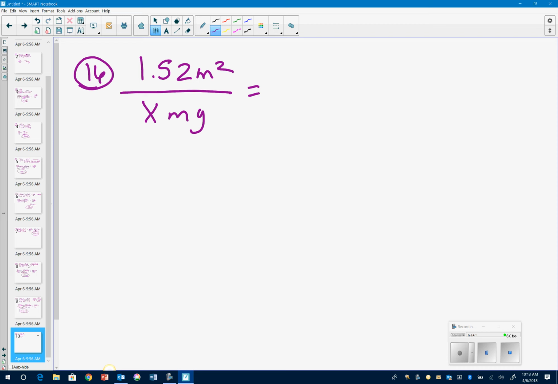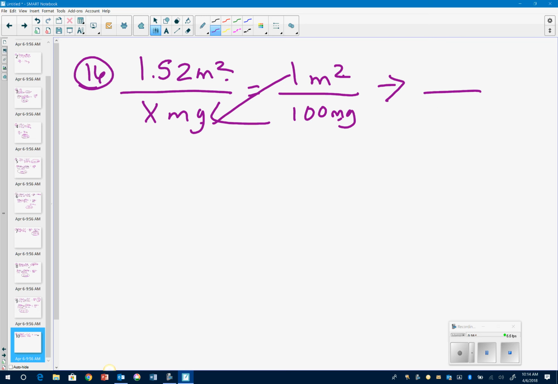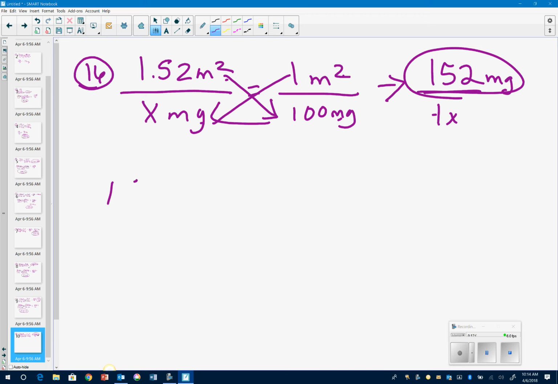Okay, the drug ordered to be received is 100 milligrams per 1 meter square. Units are the same on top and the bottom. Cross multiply. 1x goes on the bottom. 1.52 times 100 would be 152 milligrams because it's divided by 1. The milligrams based on the patient's BSA is 152 milligrams.